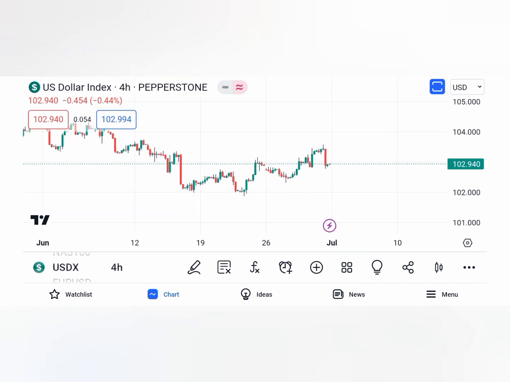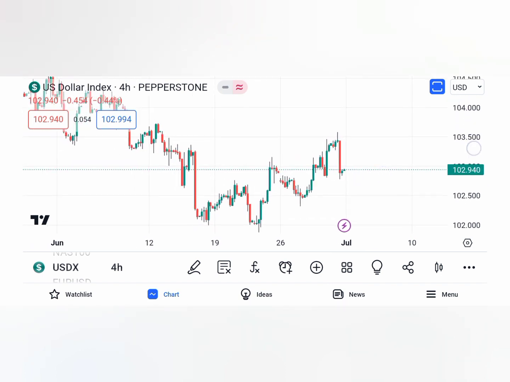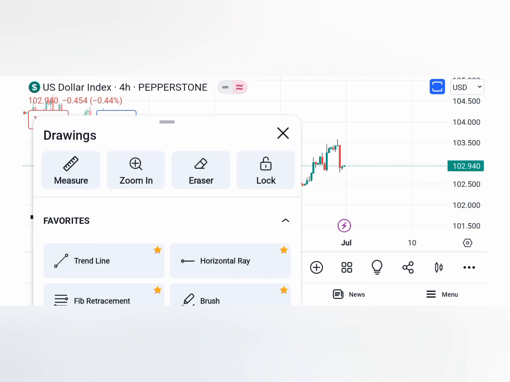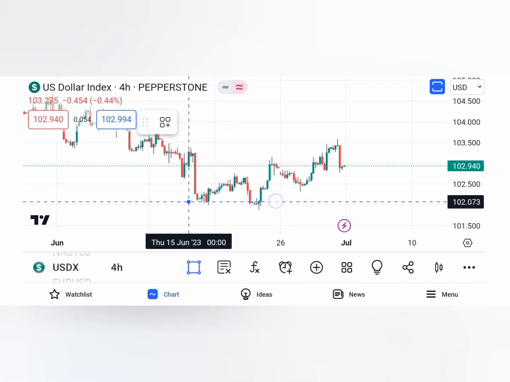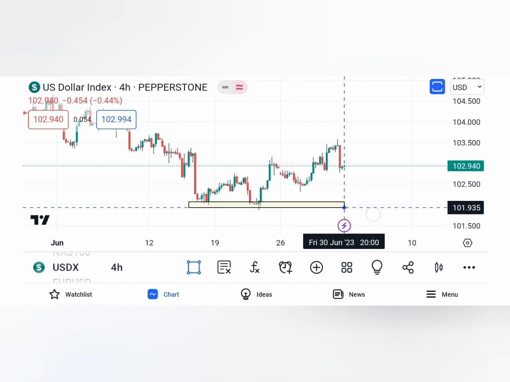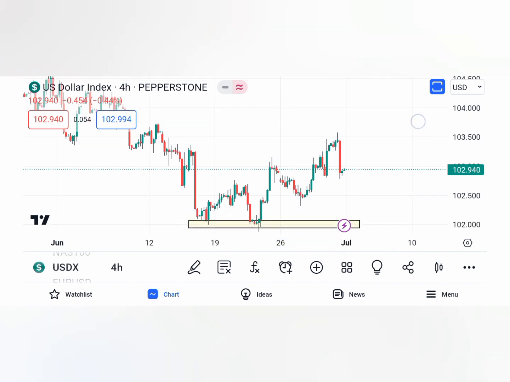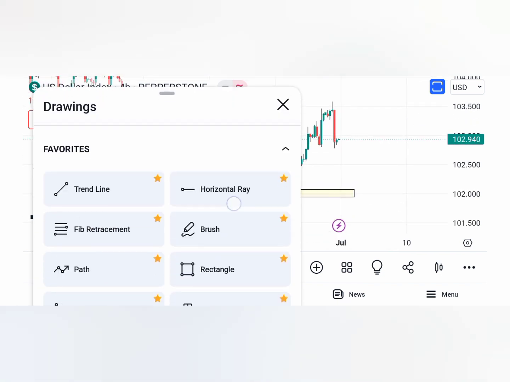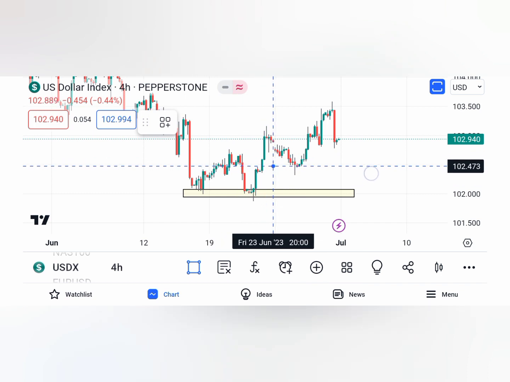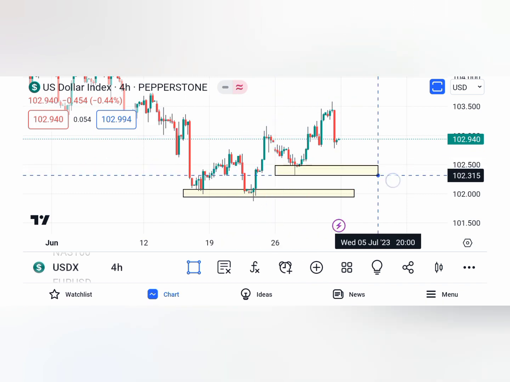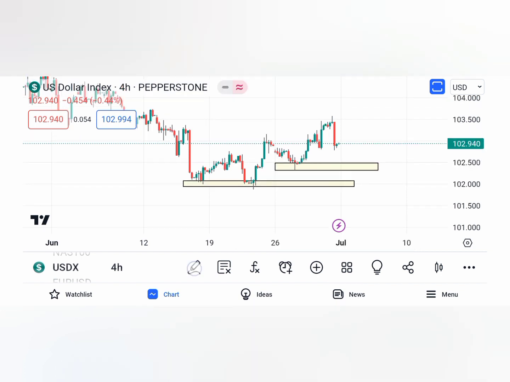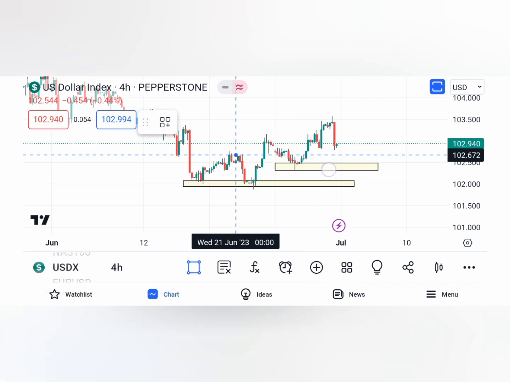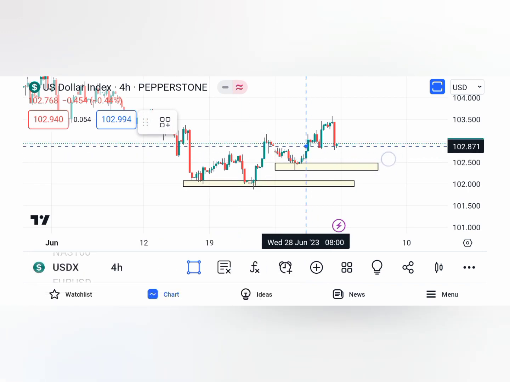So on the 4-hour time frame, now let's try to spot our key levels here. Now we can notice that price gave us a double bottom at this very point here. And we can also spot another key level at this very point here. Another key level here, and we can spot another key level here also.